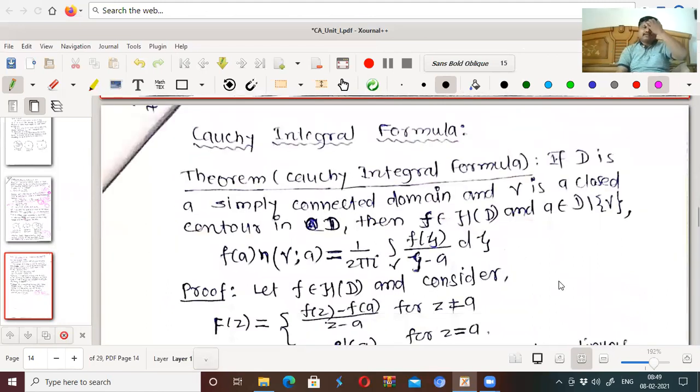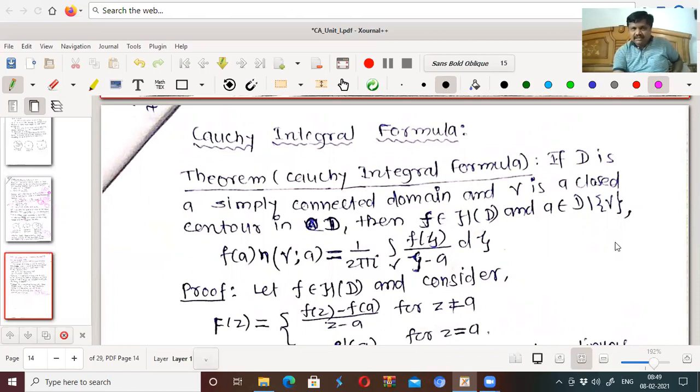Now we will see the most important formula from this chapter, that is the Cauchy integral formula. It depends on the index number or winding number. We will use the concept of winding number, or index of gamma, to prove this formula. Okay, we'll see the statement of this result.